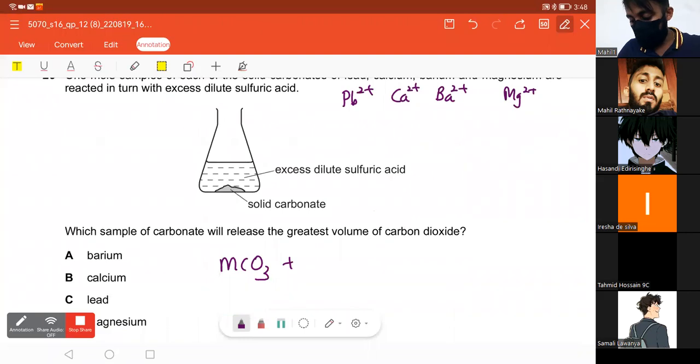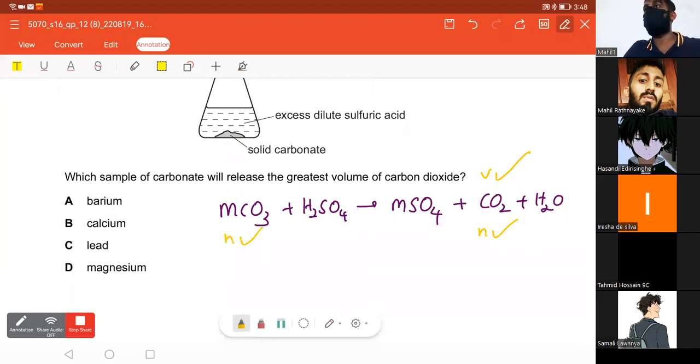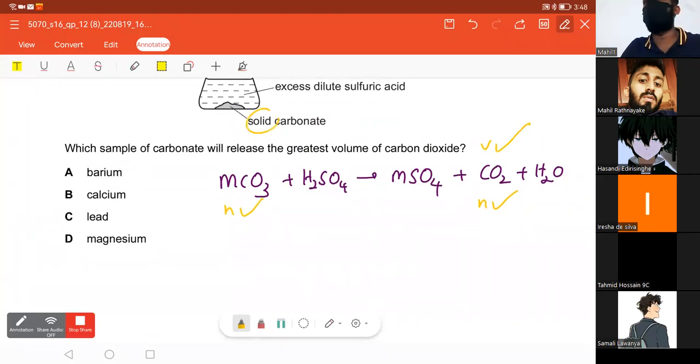Then when it reacts with sulfuric acid, what salt is given? MSO4, because sulfate valence is 2, M valence is also 2. What are the others? CO2 plus H2O. Listen, first, they are asking which one gives higher volume. That means it should contain a higher number of moles. According to the 1:1 ratio, M carbonate should also have a higher number of moles. But mass of solid is given.